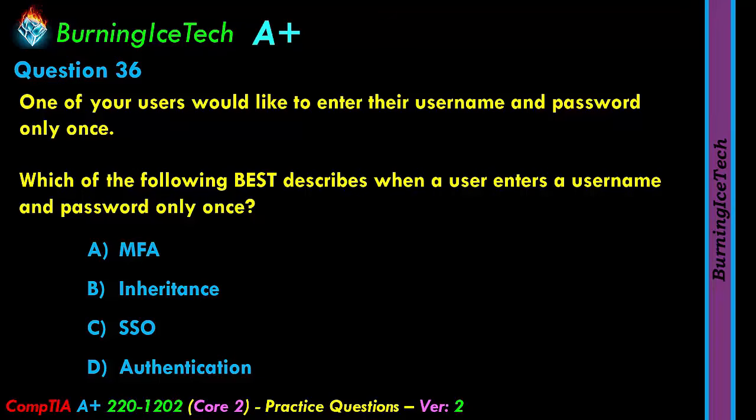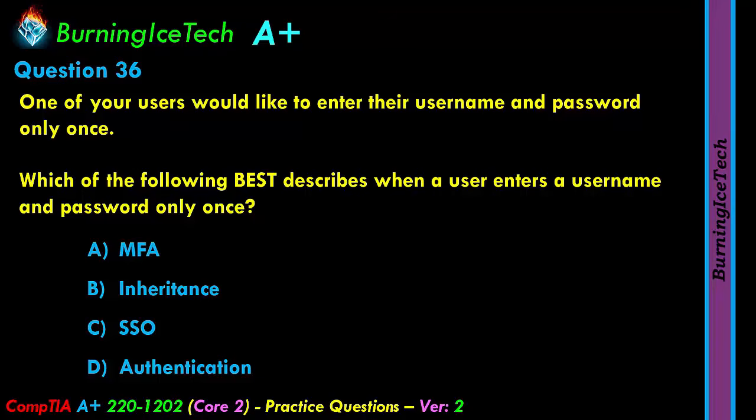B, inheritance. It's normally something you'll experience with permissions, but it's not limited to permissions. So if I apply, as an example, a permission to a certain folder, any subfolders would normally by default inherit that permission. So that's an example of inheritance, but it's not the only example of inheritance. So it's not B.